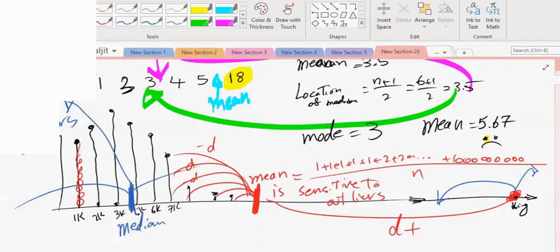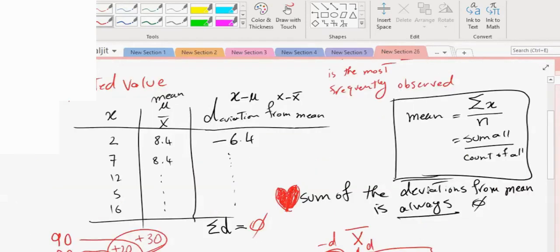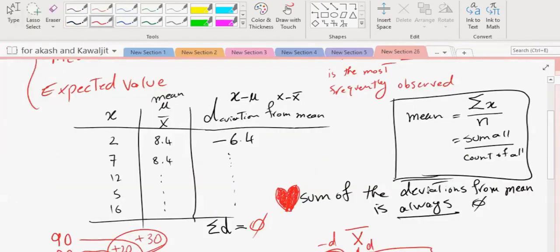What is the beauty of the mean? The sum of the deviations from the mean is always zero. Therefore, if we don't know some of the numbers and we know their mean, we can predict what they are. Okay?